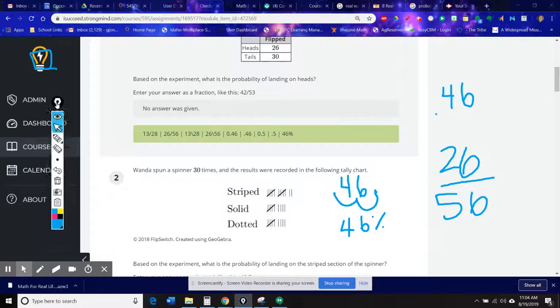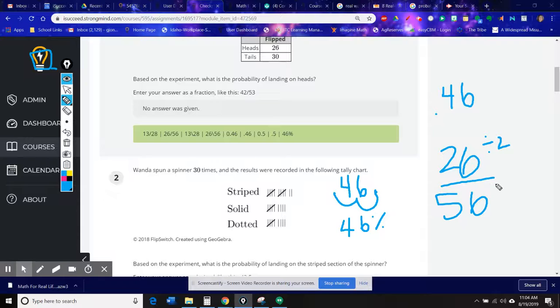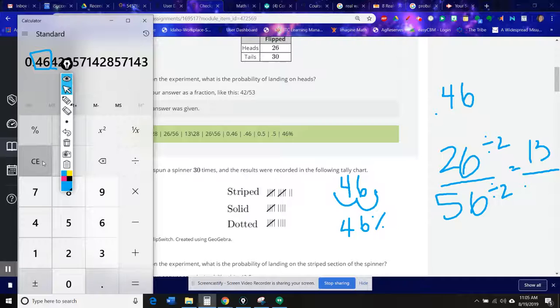So let me go ahead and reduce the fraction. I'll move this over here. If I was to divide both of these by 2, if you want to reduce the fraction, whatever I do to the top, I must do to the bottom. And I can see that I can divide both by 2 because they're even numbers. So that would equal 26 divided by 2 is 13. If you don't know how to do that, use your calculator. 56 divided by 2 is, what is it? Let me go back in here. Again, if you don't know, 56 divided by 2, come here.